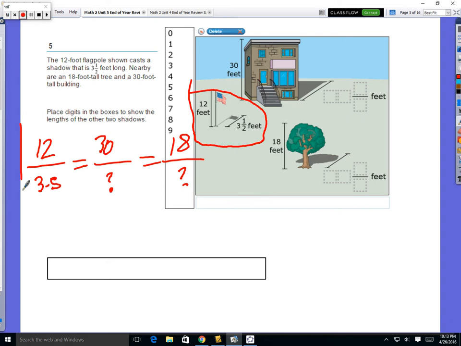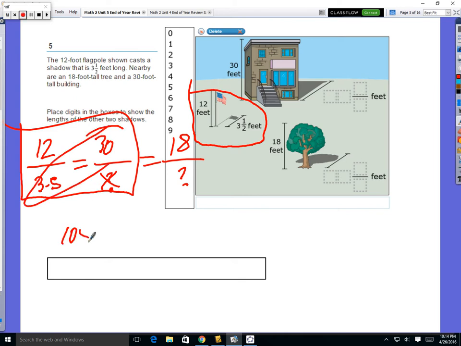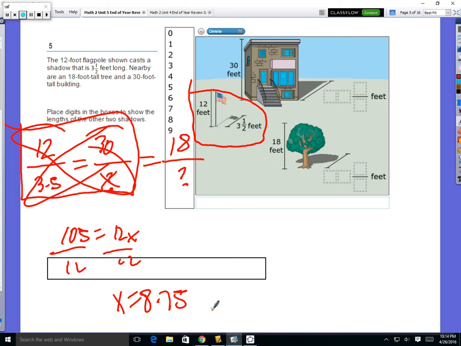I'm going to take these two, and in a proportion you just cross multiply, so I do 3.5 times 30. So 30 times 3.5, cross that way, and that is 105 equals cross this way, 12x. Divided by 12, divided by 12, 105 divided by 12, x equals 8.75. But if you got to change it to a decimal, you got to know how to do that on a calculator. I'll show you.